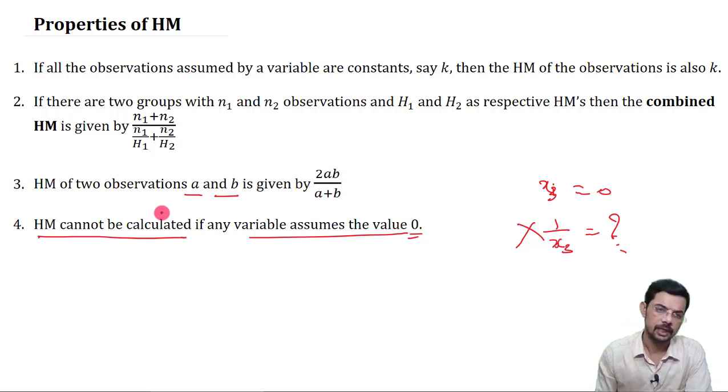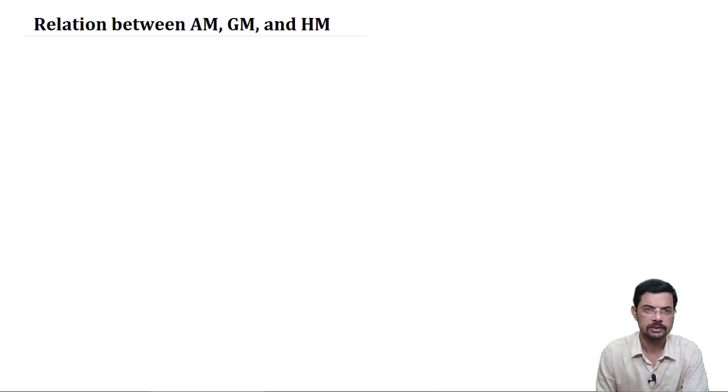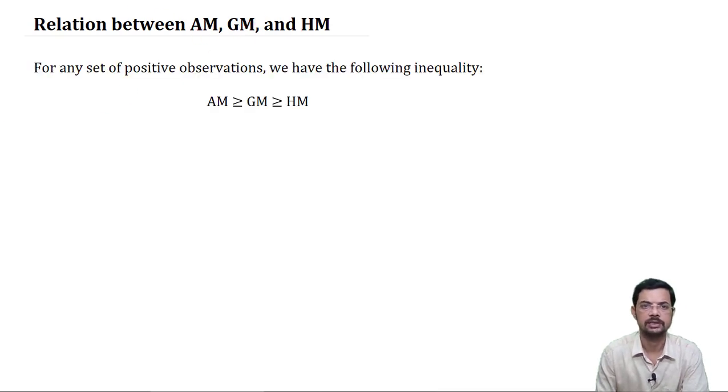Next we shall discuss the relationship between the previous 3 means, that is, the relationship between arithmetic mean, geometric mean and harmonic mean. This relationship can be verified only if the values are positive, because for negative values GM is not defined, and for 0 HM is not defined.